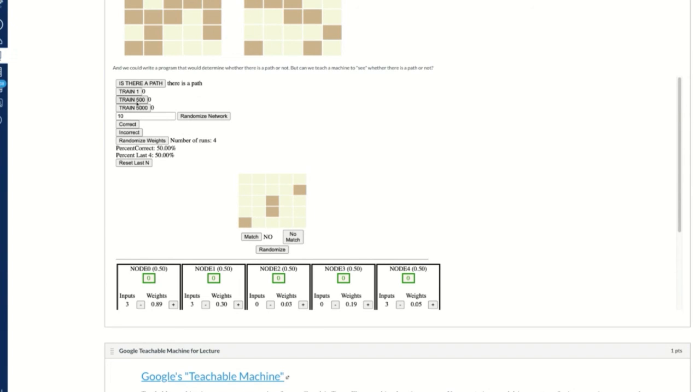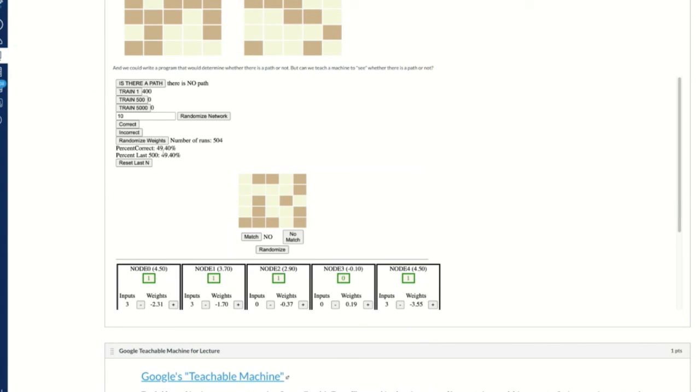Now I can tell it that what I would like it to do is to do 500 of those automatically. And so I'm going to just tell it to train for 500. So what it's going to do is generate a random pattern. It's going to run the algorithm that detects whether there's a path or not. And that algorithm is the one that I programmed in. And then it's going to ask the network, based on neurons firing, does it think that there is? And then it'll tell us what the stats are. So it takes a moment there.